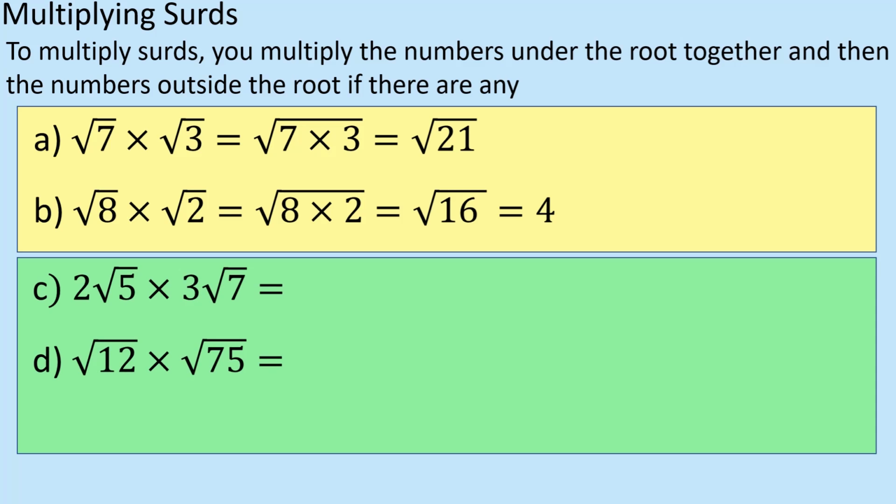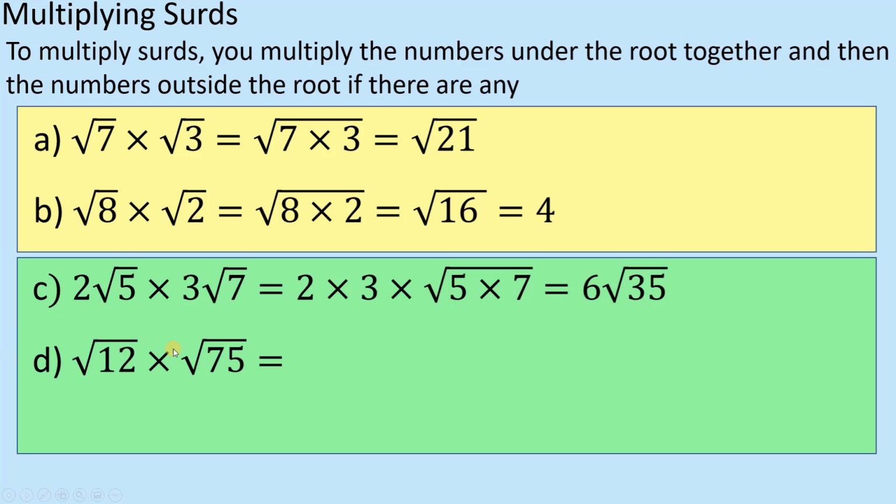If you've got numbers on the outside and numbers on the inside, then you do the numbers on the outside. So for example, this first one, I'm going to do 2 times 3, which gives me 6. And then I'm going to do root 5 times root 7, which is going to be root 35. So it should be 6 root 35. And you are looking to see whether or not it simplifies, but it doesn't.